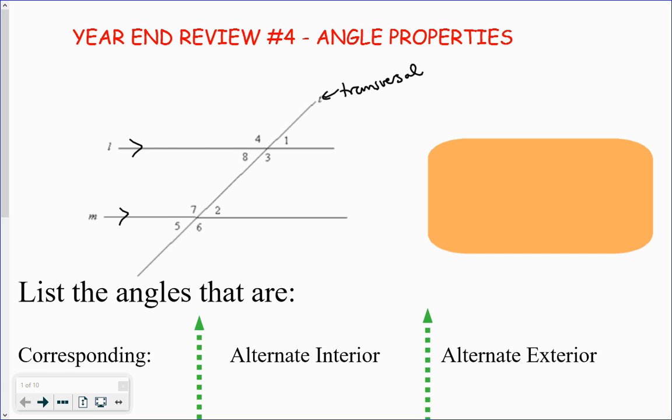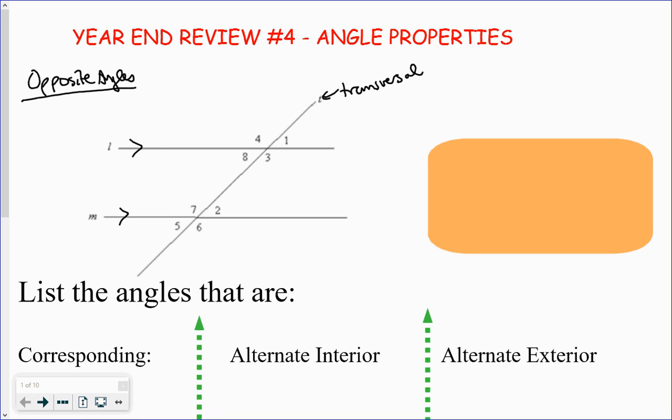Now, these different angles all have different types of relationships, okay? Some are called corresponding, some are called alternate interior, some are called alternate exterior, and actually I forgot about opposite angles. So I just want to go through and list them for you.